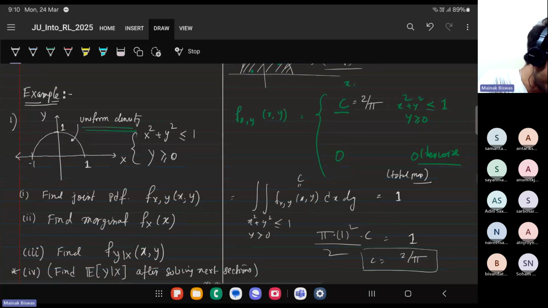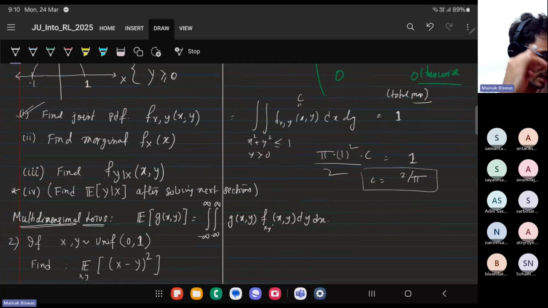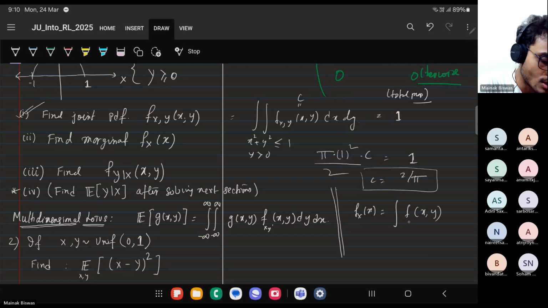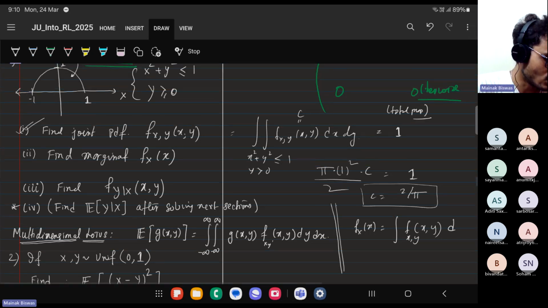So now I found out the value of the joint. Now I'm asking you to find out what is the marginal distribution of x, f_X of x. What is the value of f_X of x? Can you tell me what I will integrate this over to find the marginal? I've already discussed it. Recall.